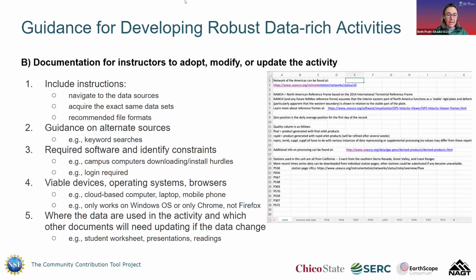Include required software and constraints, such as downloading and installation hurdles; make time to have the students get logins or things like that. If there are any operating system or browser limitations, that should be mentioned, like can you do it with a phone, or does it only work on Windows OS? Those are important things to include.